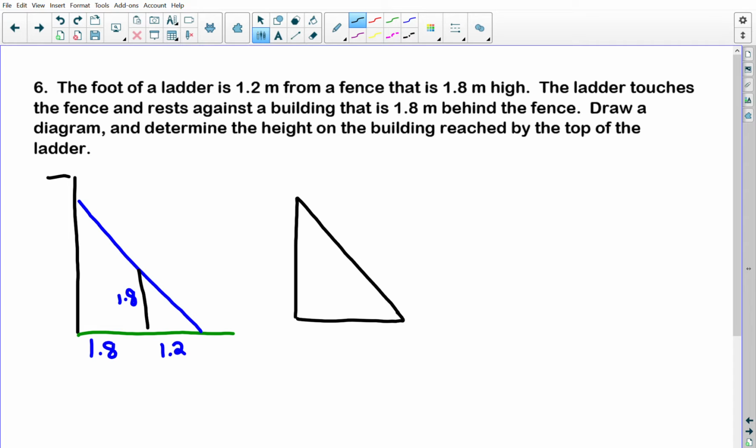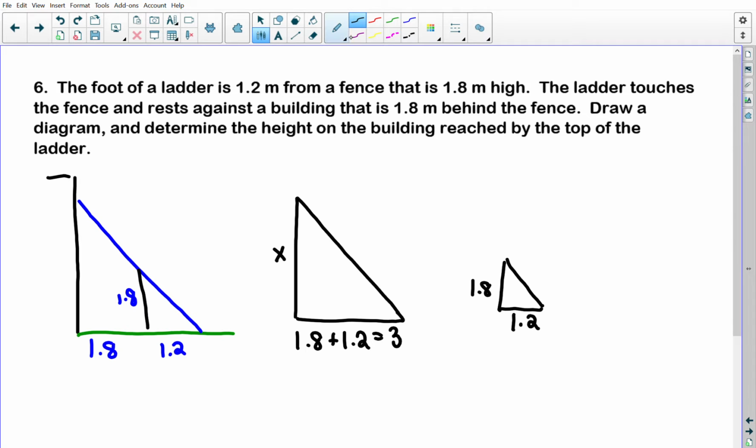is going to be the building and where the ladder reaches it. So this is just the ladder leaning against the building. So I'm going to take both of these pieces together, and that gets me 3. And then I'm going to take the piece of just the fence and where the ladder is leaning against it.